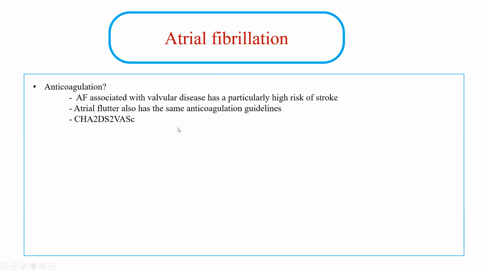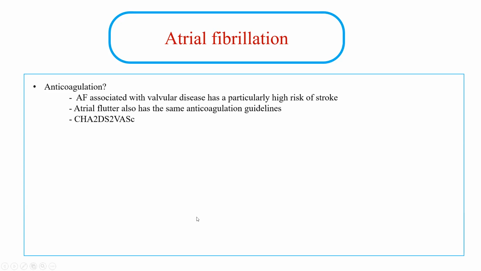And the CHA2DS2-VASc score is the most common risk stratification score that will tell you the probability that the patient will develop a stroke, and accordingly you start the treatment. I usually use MDCalc to calculate the CHA2DS2-VASc score for all patients with atrial fibrillation. Moreover, you also have to quantify the risk for bleeding, because if the patient has a high risk for bleeding, you can argue against anticoagulation. So we can use the HAS-BLED score that can also stratify whether the patient has a high risk for bleeding or not.